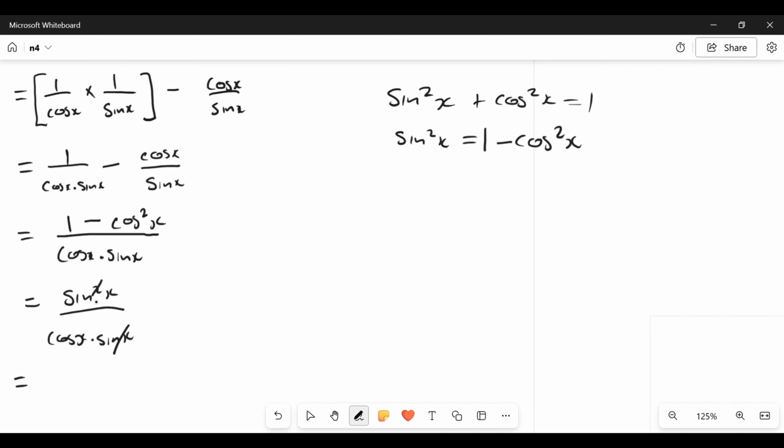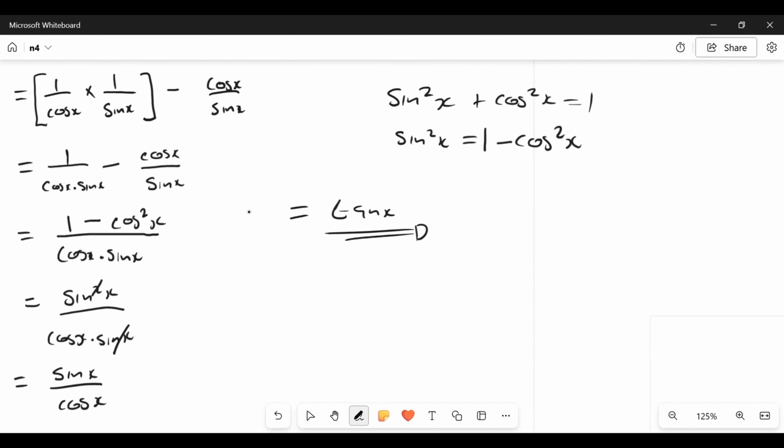On the numerator, do not forget we have sine squared x, so we're going to be left with sine x there. And then on the denominator, we're only left with cos x. So as you can see, we're left with sine x over cos x. This here is a quotient identity. So sine x over cos x is the same as tan x. So this here is our final answer for this question.